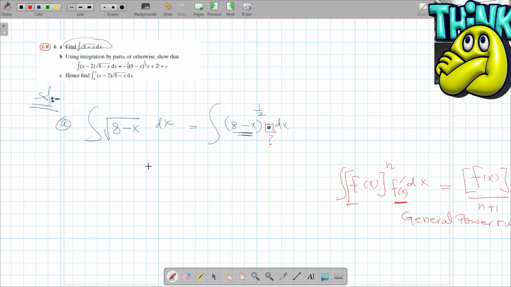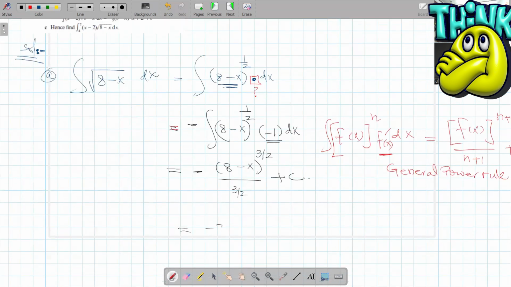So you will use it here. The derivative is negative 1, which is absent here. So you need to make it present by multiplying a negative sign outside and a negative 1 inside. Now the derivative is available here. So just add 1 to the power so that it becomes 3 over 2 and divide by the new power. That's it. It is negative 2 over 3, (8 minus x) raised to 3 over 2, plus c.